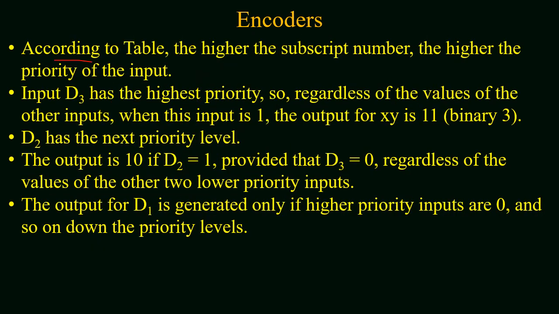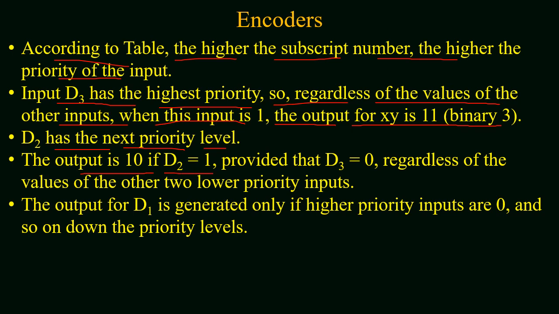Now according to the table, for the priority encoder, the higher the subscript number, the higher the priority of the input, which means that input D3 has the highest priority. So regardless of the values of the other inputs, whenever the D3 input is 1, the output of XY must be 1, 1, which represents binary 3. Now D2 has the next priority level, so the output will be 1, 0 if D2 is equal to 1, provided that D3 is equal to 0, regardless of the value of the other two lower priority inputs.